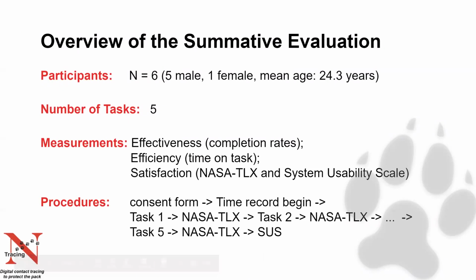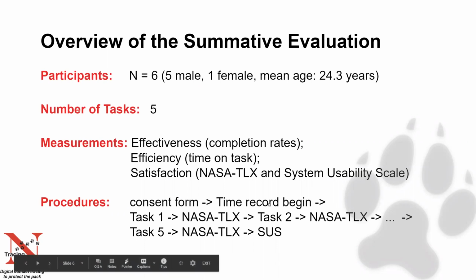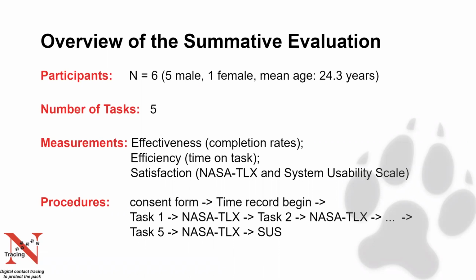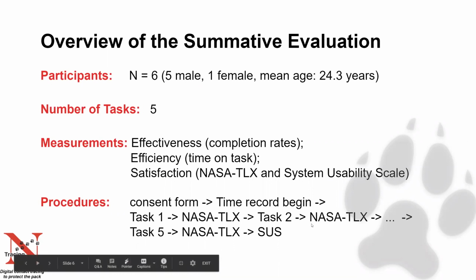The summative evaluation. We invited 6 subjects in total to complete 5 tasks one by one. For the measurements, we selected these 3: effectiveness, efficiency, and satisfaction. Both NASA TLX and the System Usability Scale were used. The experimental procedure is: after subjects sign the consent forms, we start to record their completion rates and times on Zoom. At the end of each task, they are required to finish a NASA TLX in a Google form. And the last thing to do is to complete a System Usability Scale.